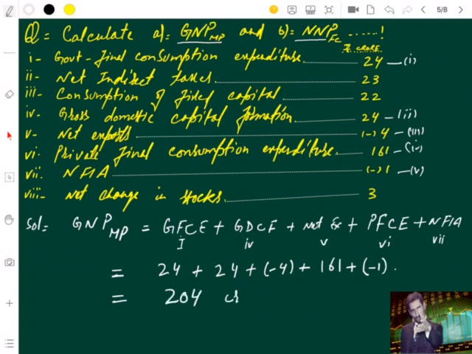Okay, this is your GNP at MP. What we have to reach now is very simple. We are done with our part. NNP at FC will be equal to our GNP at MP minus what was remaining, this net indirect taxes, NIT.